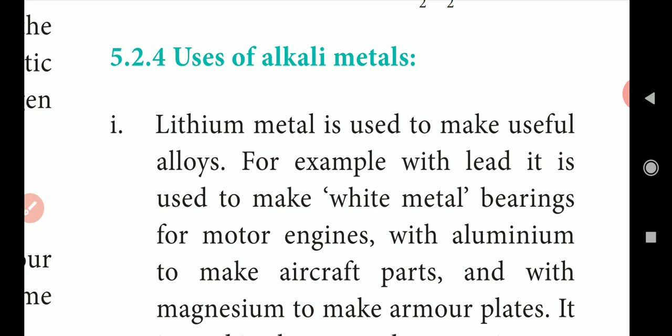What is an alloy? It is a combination of two or more metals. For example, with lead, lithium can be used to make white metal. The mixture of lithium and lead is used to make white metal bearings for motor engines. That is a very strong one. The white metal bearing is a combination of lithium and lead, used for bearings in motor engines.